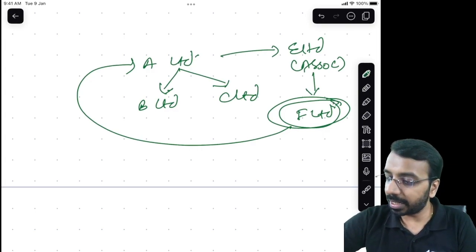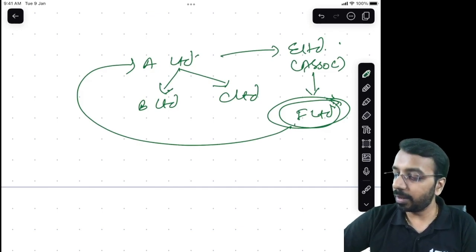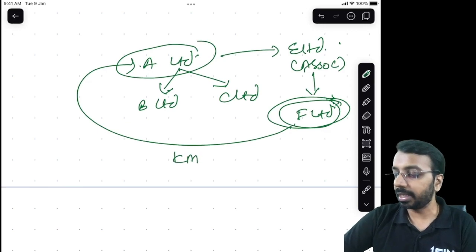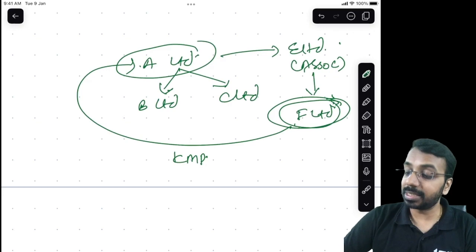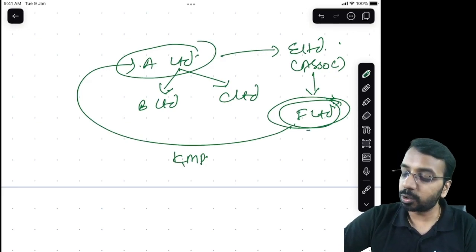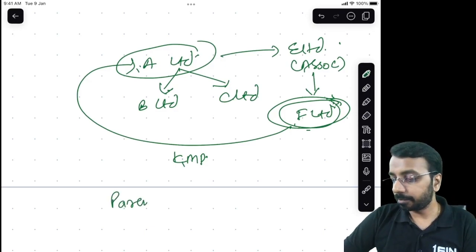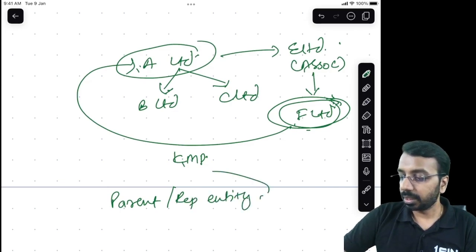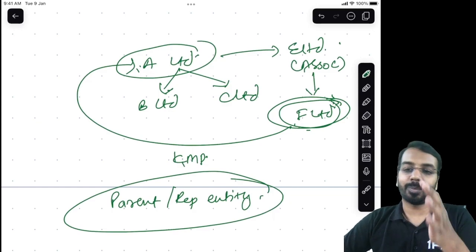See, F Limited is related to this associate because of the holding subsidiary relationship. F Limited is related to A Limited because the company is providing key management personnel services. F Limited is related to B and C also because this entity is providing KMP to the parent. So, to whom do we provide KMP? To the parent or to the reporting entity. Right? If that is provided, then we say that there is a related party relationship.